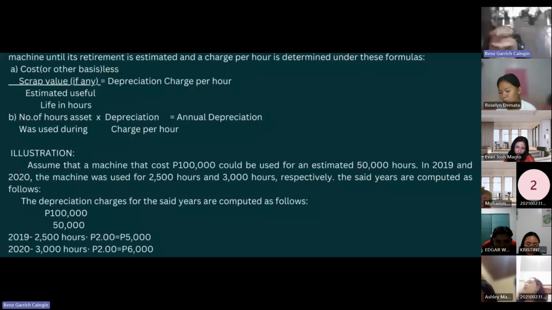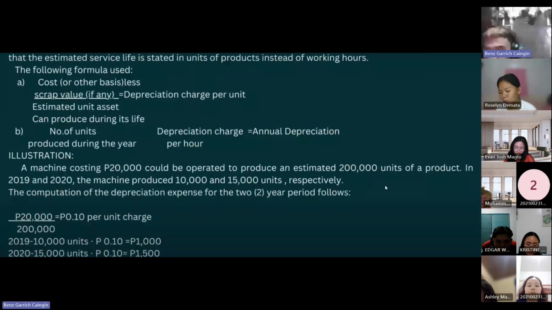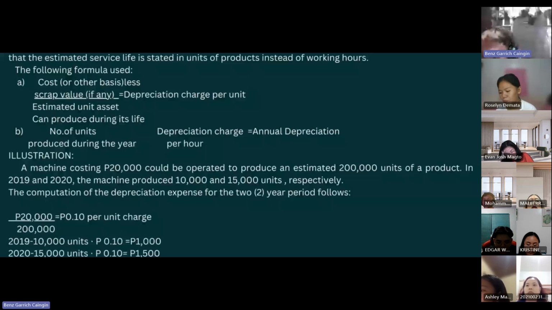This is the unit of production method. This method is similar to the working hours method, with the difference that the estimated service life is stated in units of products instead of working hours. So the following formula may be used. The cost or other basis, less scrap value if there is any, over the estimated units the asset can produce during its life, equals its depreciation charge per unit. And the number of units produced during the year times the depreciation charge per unit equals annual depreciation.